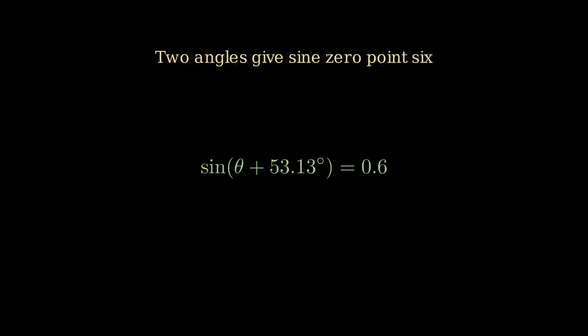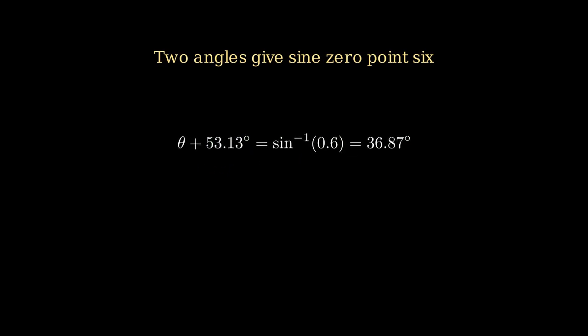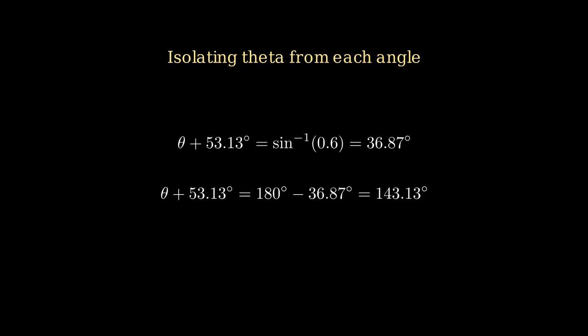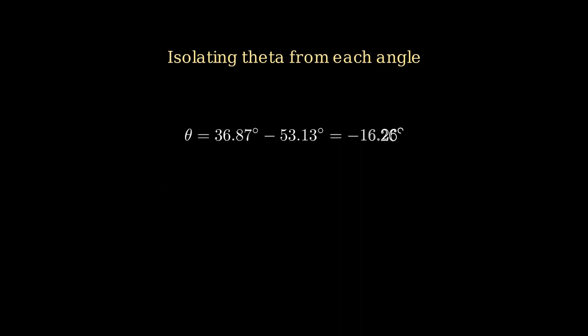Taking the inverse sine of 0.6 gives 36.87 degrees, but sine is also positive in the second quadrant, so the other solution is 180 degrees minus 36.87 degrees, which is 143.13 degrees. Subtracting 53.13 degrees from each of those to isolate theta.